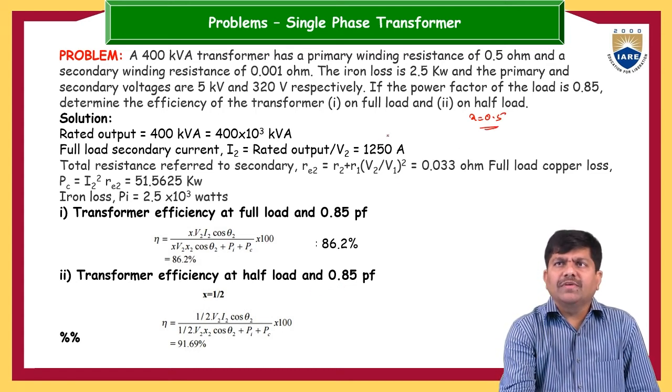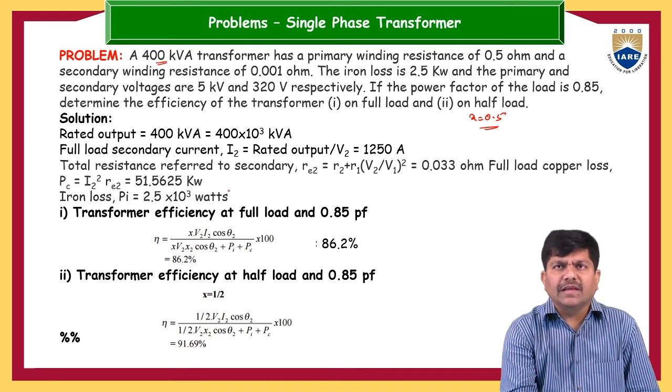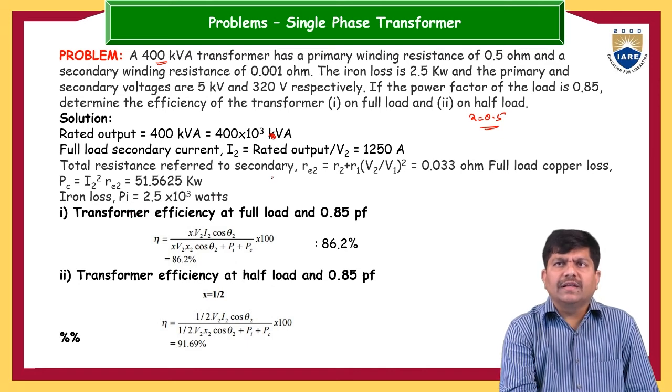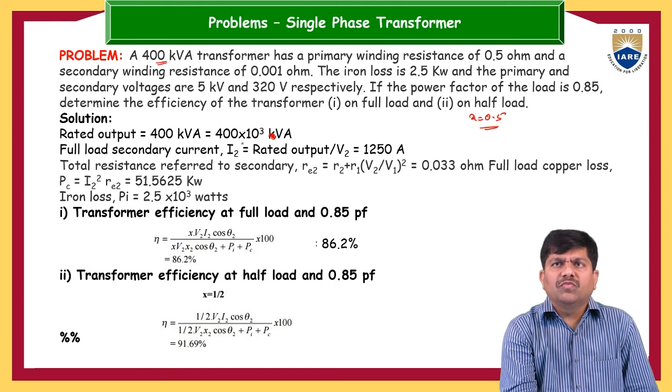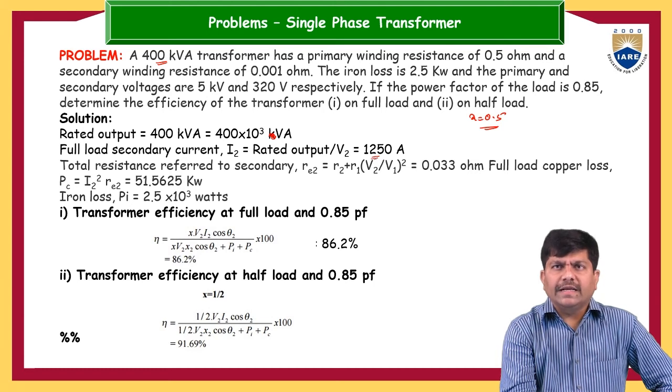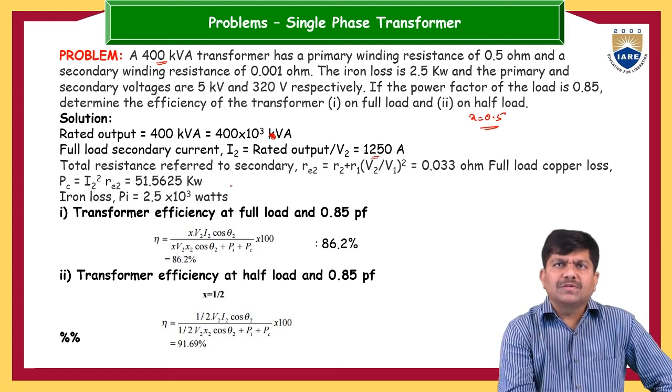So the rated output they have given is 400 kVA, which is the rating of the transformer. So rated output is 400 into 10 cube VA. And next, the full load secondary current is nothing but rated output divided by the voltage. So 400 into 10 cube divided by V2. The primary and secondary voltages are clearly given as 5 kV and 320 volts. If you substitute those values, straight away we get the rated secondary current as 1250 amps.